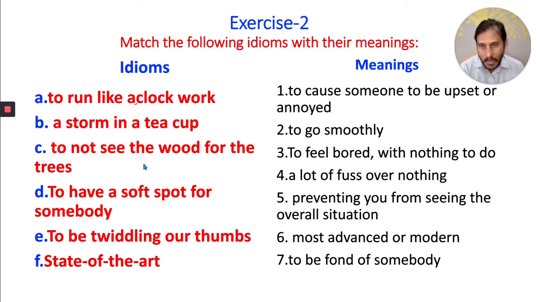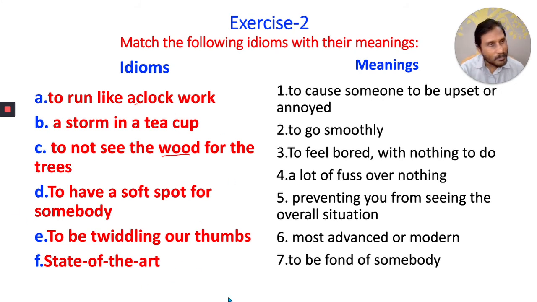To not see the wood for the trees. Wood means forest. To not see the wood for the trees. To have a soft spot for somebody. To be twiddling our thumbs. Twiddling our thumbs. Or like this, state of the art.